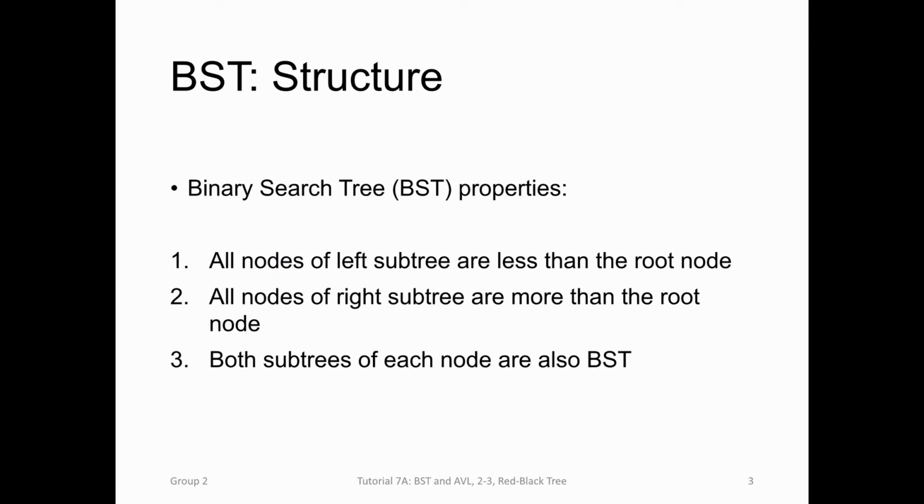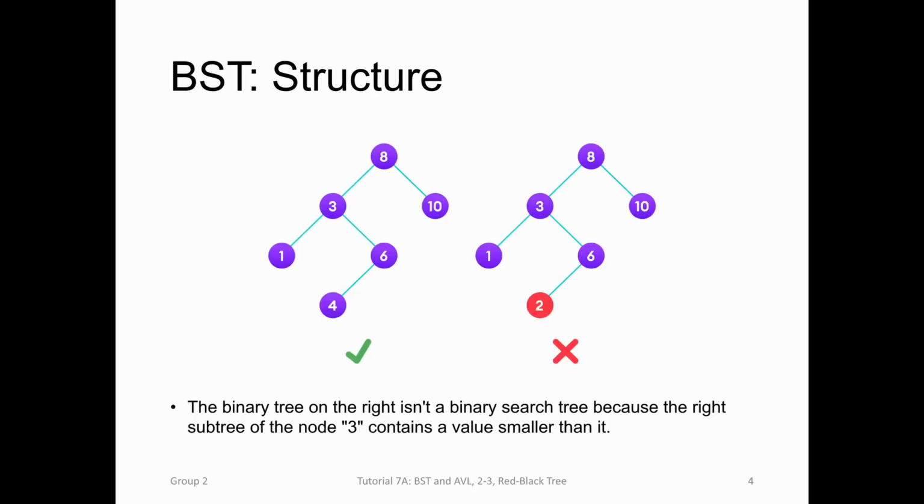Binary search tree has the following properties. Firstly, all nodes of the left subtree are less than the root node. Secondly, all nodes of the right subtree are more than the root node. Thirdly, both subtrees of each node are also binary search trees. As you see, the right tree is not a binary search tree because 2 is smaller than 3. It means 3 contains a value smaller than it.